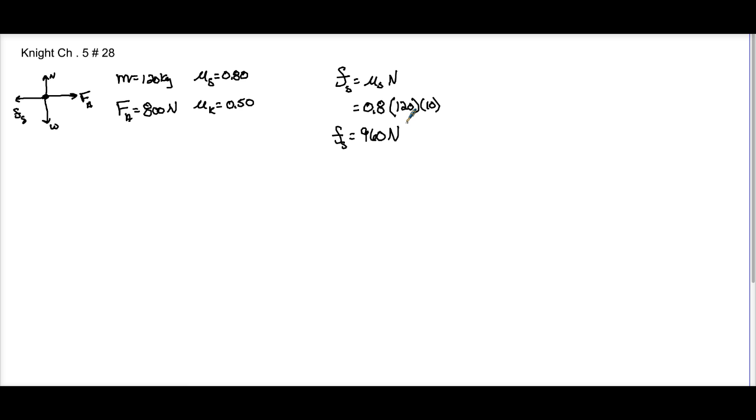So we talked a couple minutes ago that the static friction will change to match whatever you're applying as long as it is below its maximum amount. So in this case, the static friction can apply up to 960 newtons, but because the farmer is applying 800 newtons, the static friction is also matching that in the opposite direction at 800 newtons. So that's number 28.